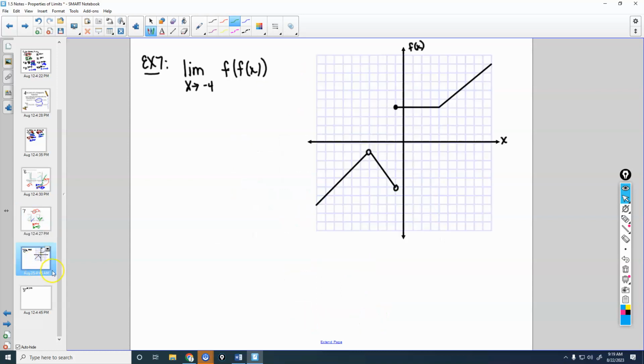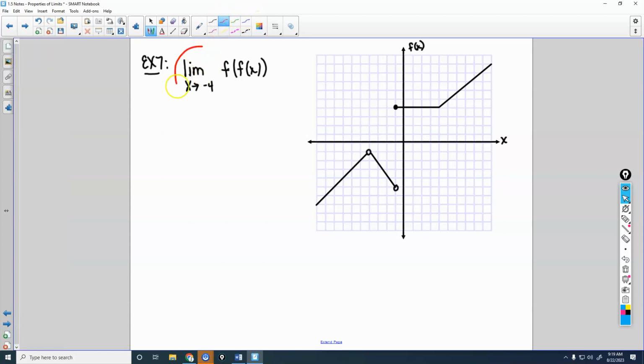All right, here's another one. And this one only gives us one graph. This is asking us to find f of f of x. So we're composing a function with itself. We're doing this function twice. So we would have to do the inside first, right? So we would be doing limit as x approaches -4 of f of x.